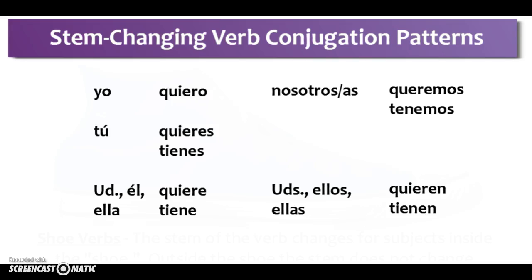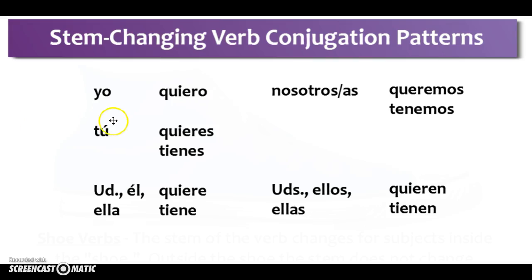Now, how can we remember which stems to change and which ones not? When do we change the stem? When do we leave it alone? The mnemonic device often used for these stem-changing verbs is also calling them a shoe or boot verb.